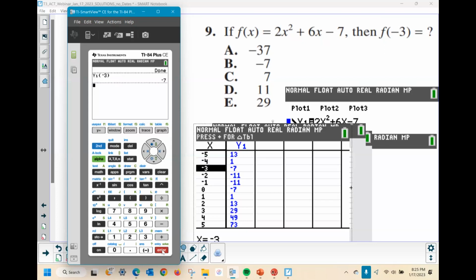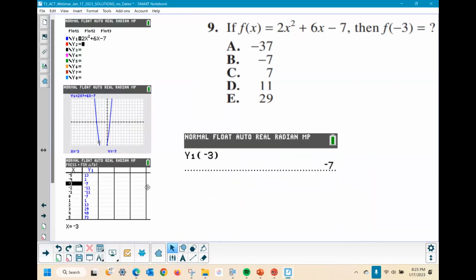Okay, yes, you could also use the table ask method, but I don't want to overdo it here. Okay, so this is what it looks like, graph table function.